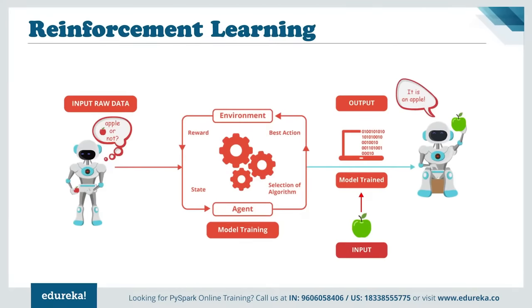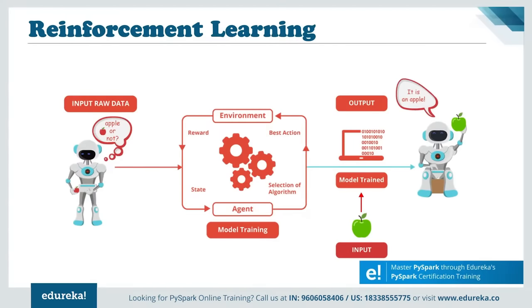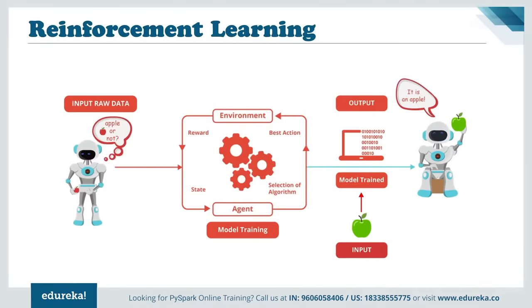Now, next we have reinforcement learning. Reinforcement learning is learning how to map situations to actions so as to maximize a reward, and is often used for robotics, gaming, and navigation. With reinforcement learning, the algorithm discovers through trial and error which actions yield the greatest rewards, and the algorithm provides information about whether the answer is correct or not, but does not tell how to improve it.